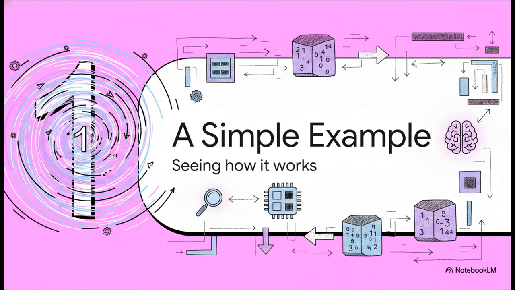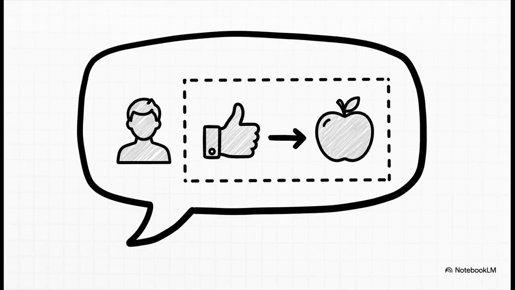Okay, that sounds all well and good in theory, but how does it actually work? How do the numbers change? To really see what's happening, we're going to shrink this whole idea down to a super simple example and walk through it step by step. So let's use this sentence as our training data. The AI is going to zero in on the words that are right next to each other. In this case, the pair like and apple.